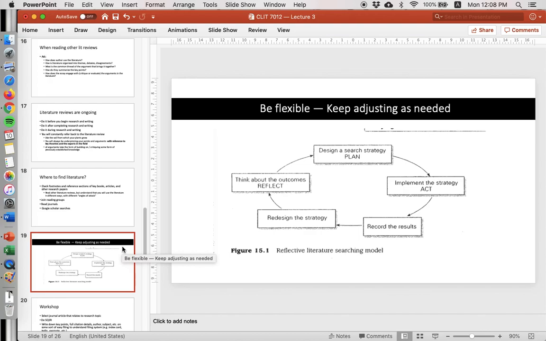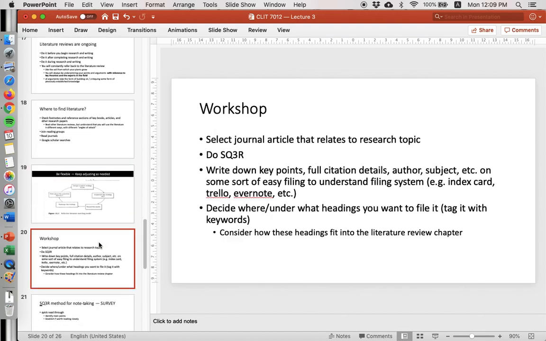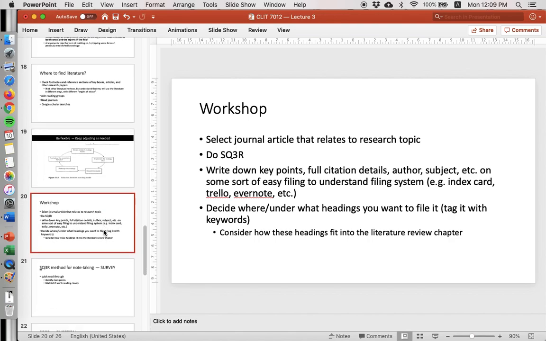Your research is always growing. Okay, all right. So let's say you are at a workshop. You would select a journal article that relates to your research topic, and then you do what's called SQ3R. SQ3R stands for the things you're going to do.